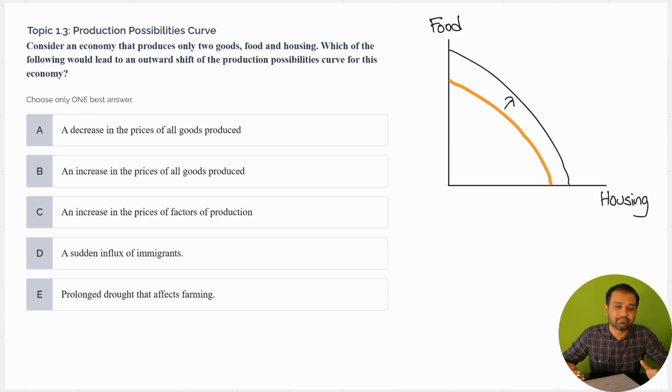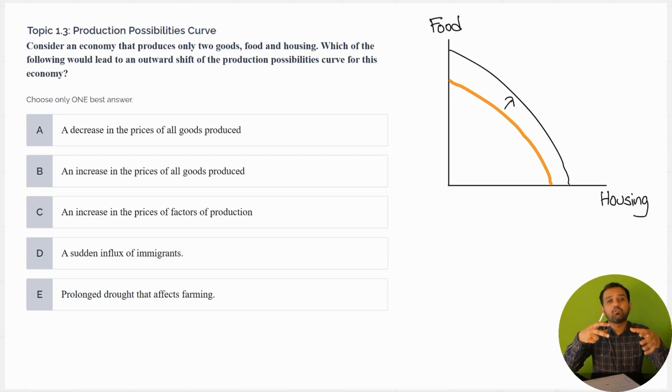So how does that happen? There are two things that will make this possible. The first one is when the quantity or quality of the resources or factors of production available goes up. So that means the country either has more land, labor, or capital. Since it has more resources, it can produce more.